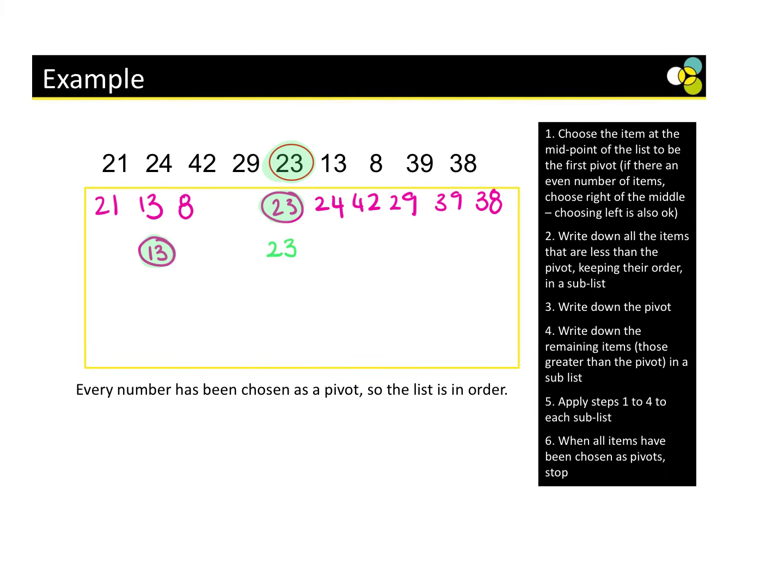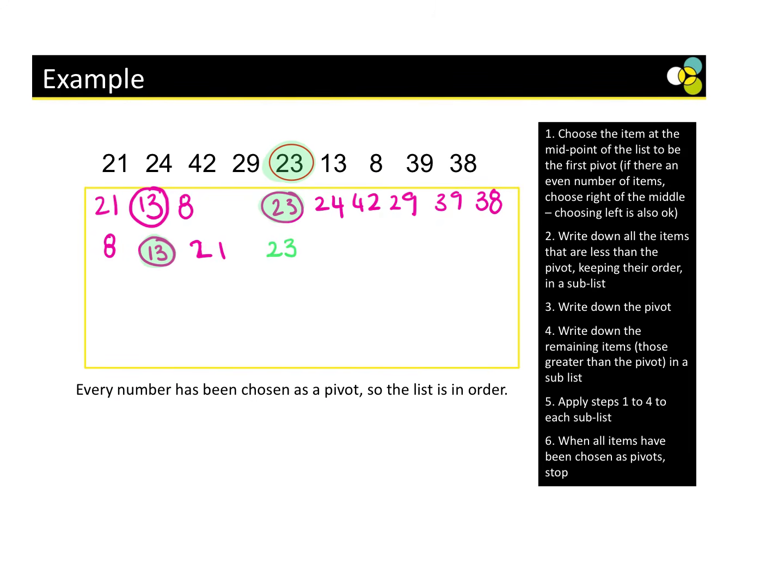I look to the left-hand side. Okay, I only have these 3 numbers to work with and I just move them as needed. 8 is now going to move here because it's less than 13, and 21 is now going to move here. Okay, so 13 has now been our pivot. Right, and again, this is our new pivot.